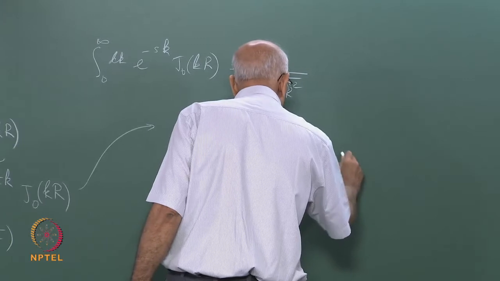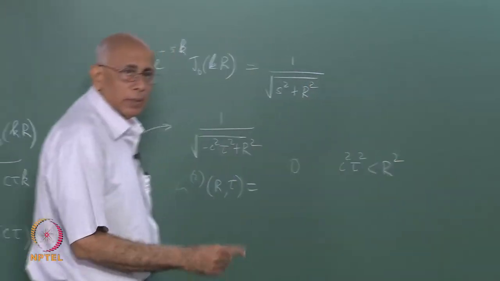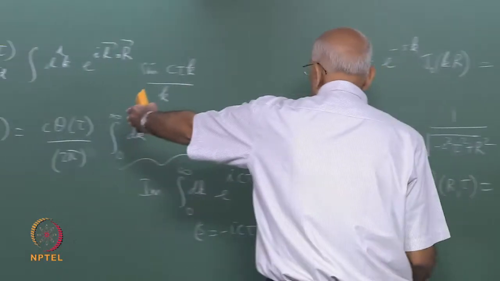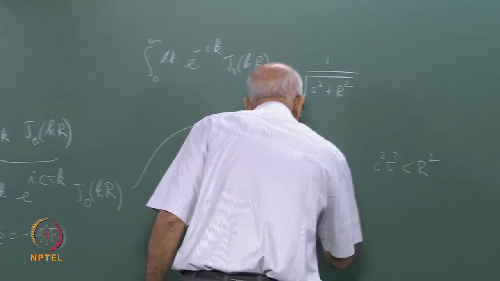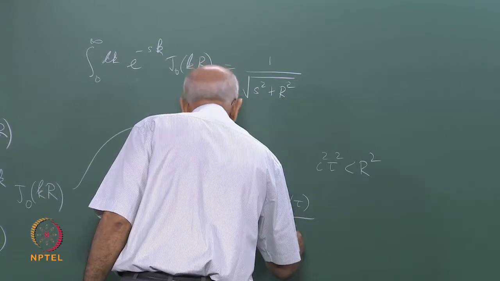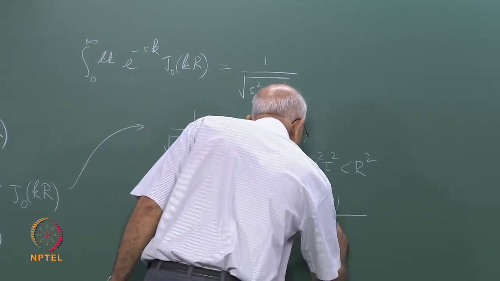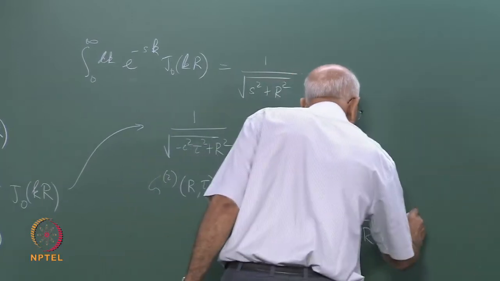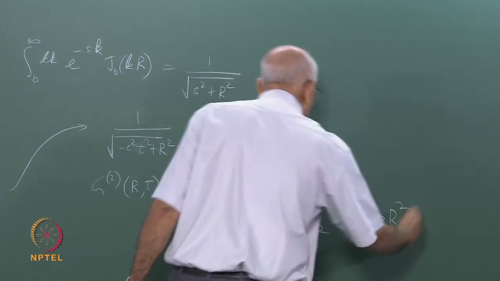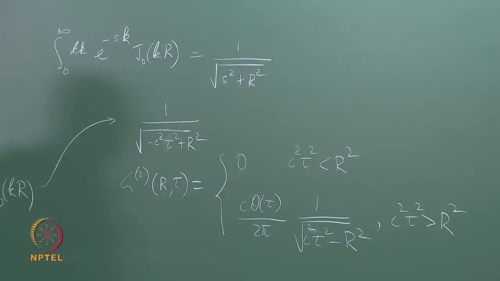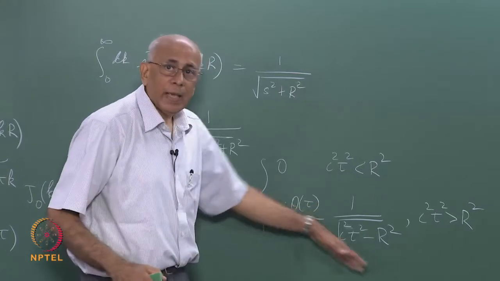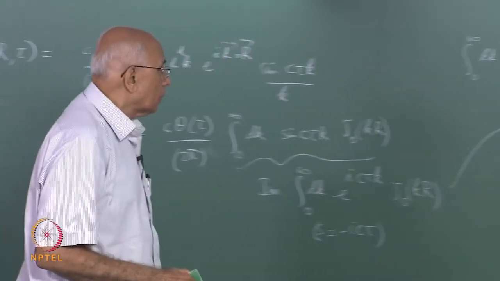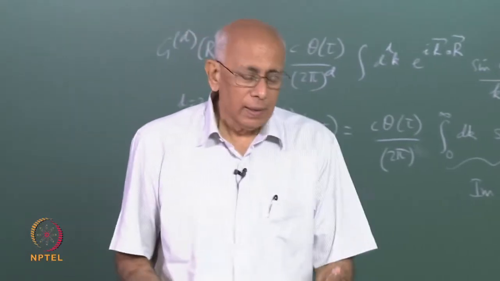if c squared tau squared is less than r squared, because it is a causal Green function, and it is equal to, apart from these other factors sitting around, c theta of tau over 2 pi times 1 over the square root of c squared tau squared minus r squared, when c squared tau squared is greater than r squared. That is the causal Green function. Okay. And it is a slowly decaying function, goes like 1 over t for very large values of t for any fixed spatial point.